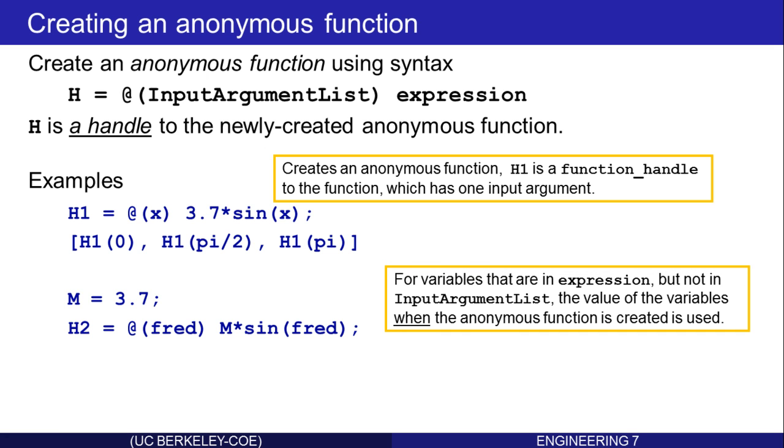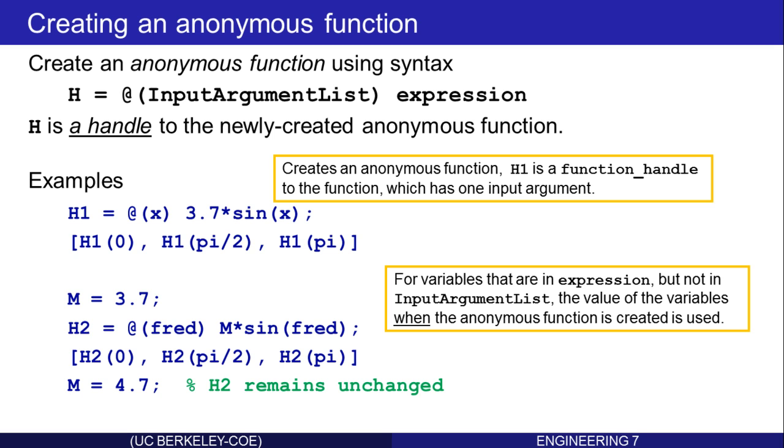In this example, the input argument list consists of a single argument Fred as opposed to a single argument x, and the expression has sine of that input argument. In the earlier example, we used the number 3.7. Here, it's a variable m, but m's value when the anonymous function is created is 3.7. Therefore, the behavior of these two anonymous functions is exactly identical. This produces exactly the same row vector.